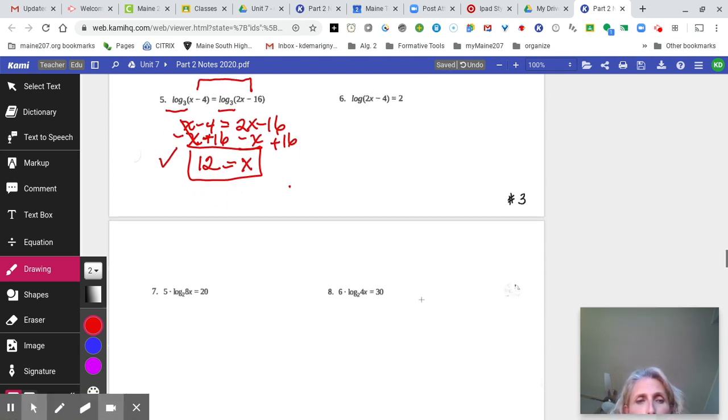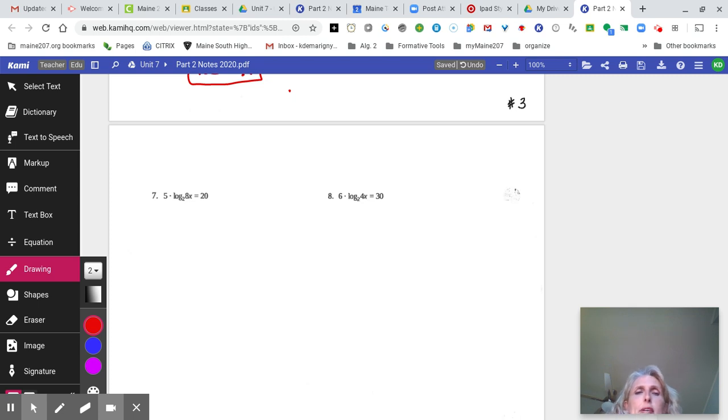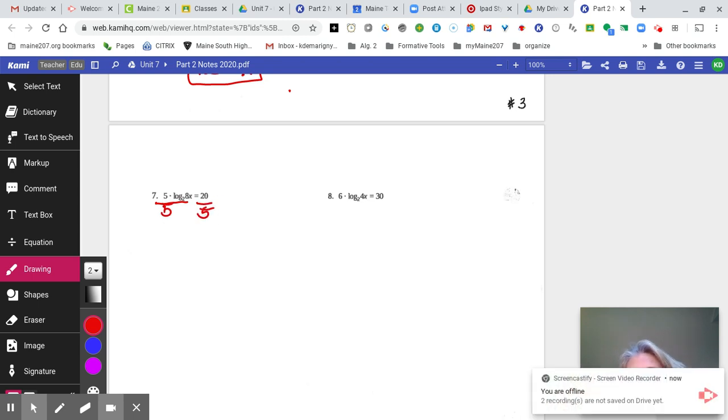Now, on the back page, there are a couple others, number 7 and number 8, and I thought I'd show you how to do number 7, and then you can do number 8. So I only have one logarithm, so my goal is to change it from a logarithmic to an exponential. Before I do that, I need to get this 5 away from this logarithm on this side. So what I'm going to do is divide both sides by 5. So I have log base 2 of 8x is equal to 4.